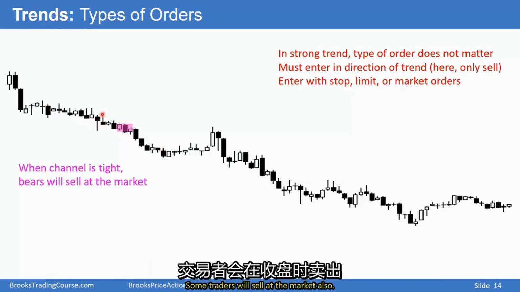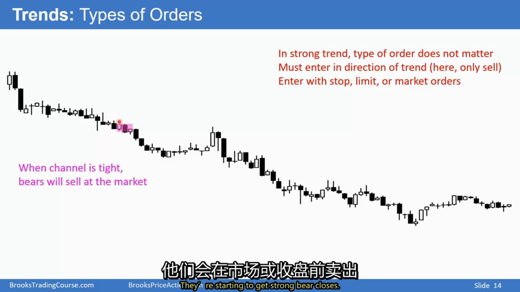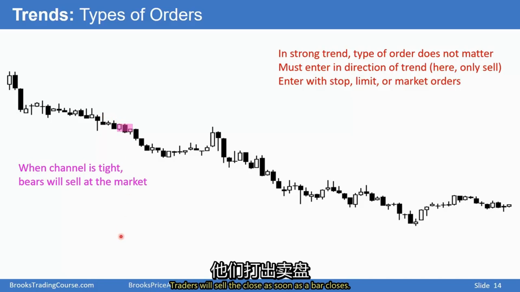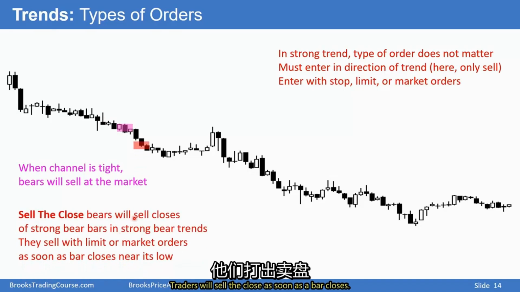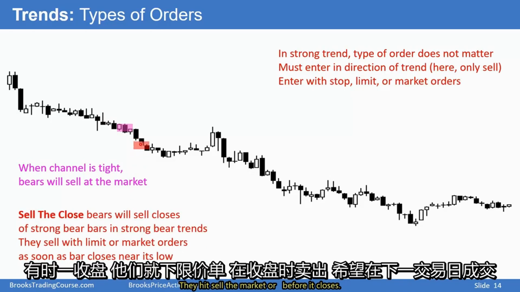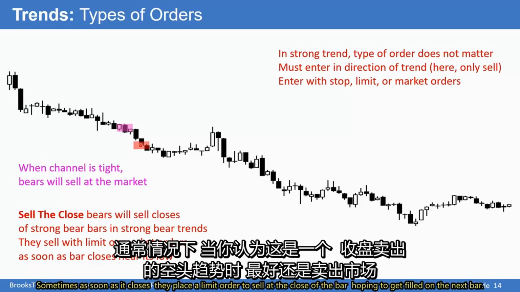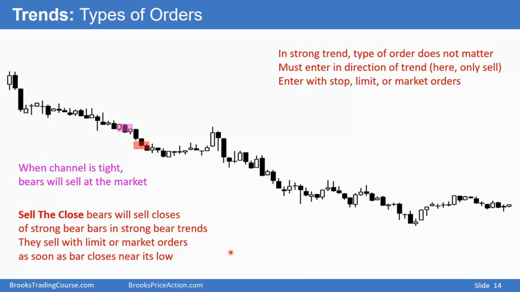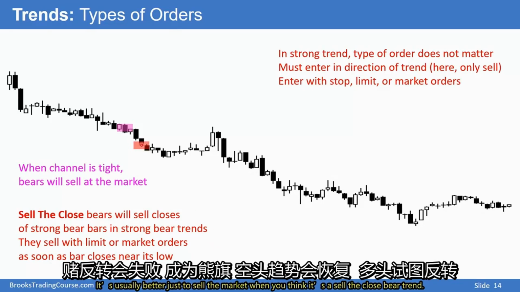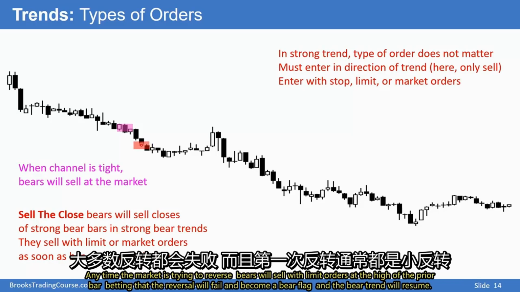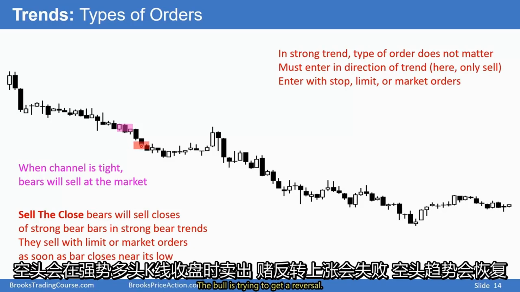When a channel down is very tight, the pullbacks are small, they only last a bar or two, some traders will sell at the market. Also, they're starting to get strong bear closes, traders will sell the close. As soon as the bar closes, they hit sell the market, or right before it closes, they hit sell the market. Sometimes as soon as it closes, they place a limit order to sell at the close of the bar, hoping to get filled on the next bar. However, sometimes the next bar does not go above the close of the prior bar and your limit order does not get filled. It's usually better just to sell the market when you think it's a sell the close bear trend.